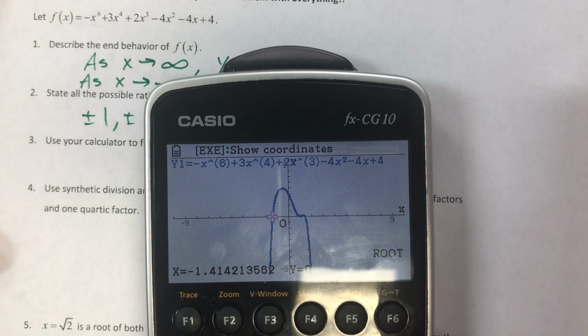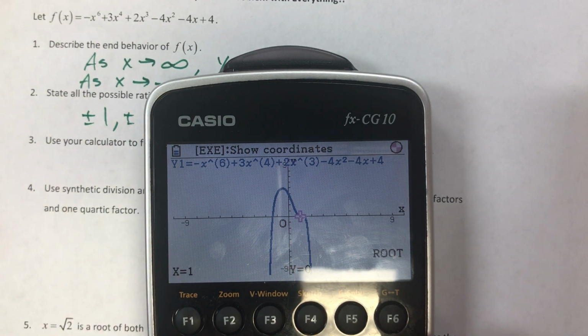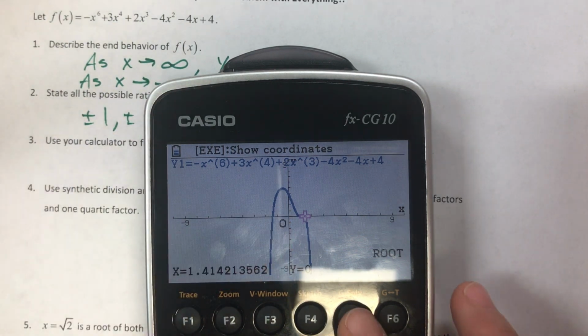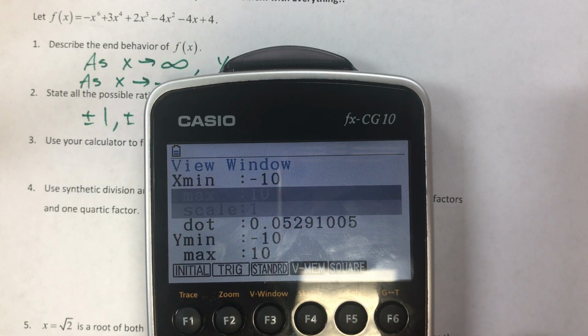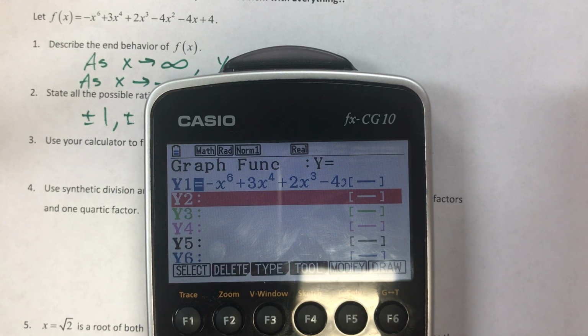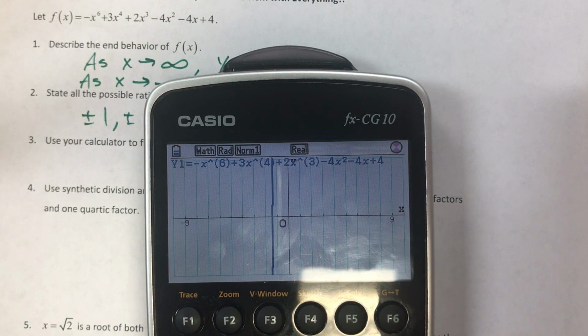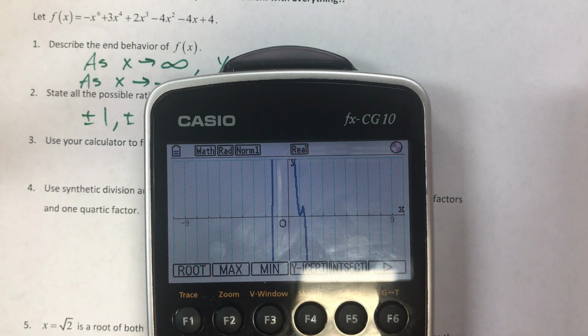Oh, well, that one's not pretty. This one, a positive 1, is lovely. And then we have another one that's not so pretty. My hope would be that that positive 1 actually bounced. So I'm going to zoom in and change my window. The x values were okay, but I'm going to go from negative 1 to positive 1 and see. Okay, it does look like that G-solve root.